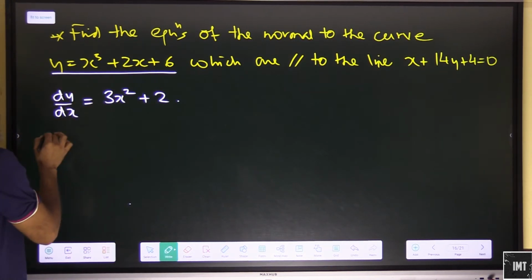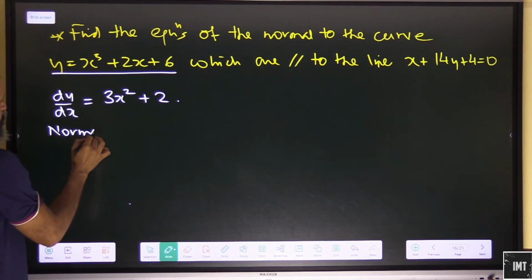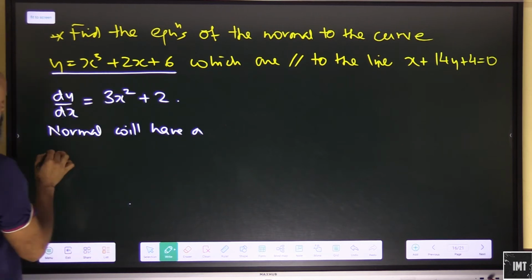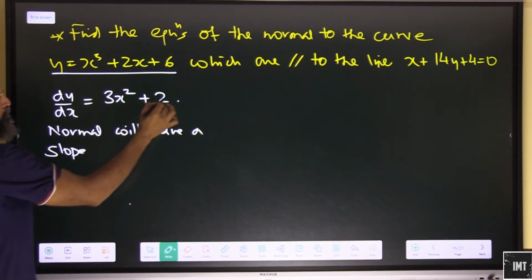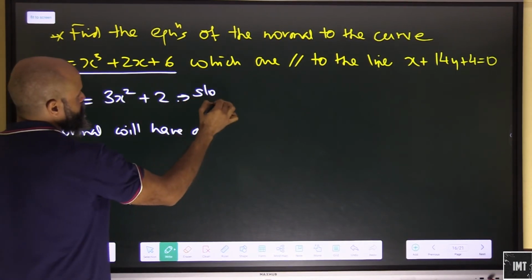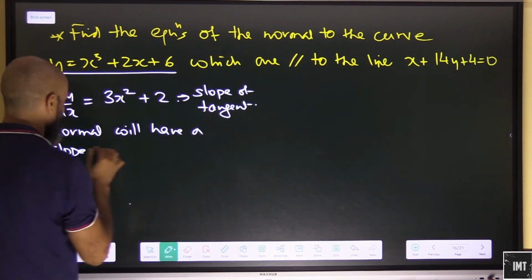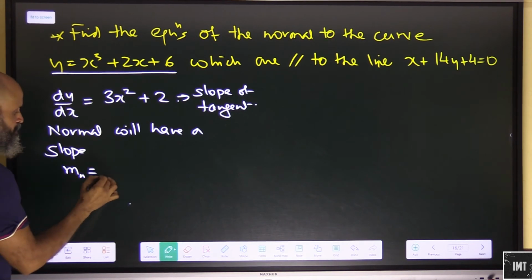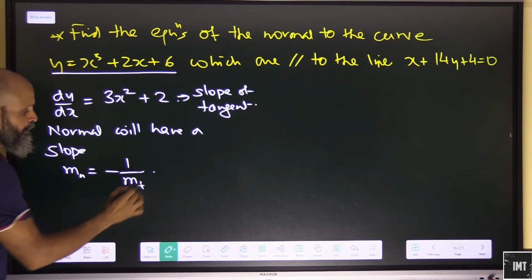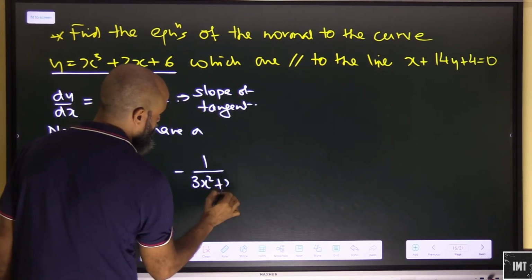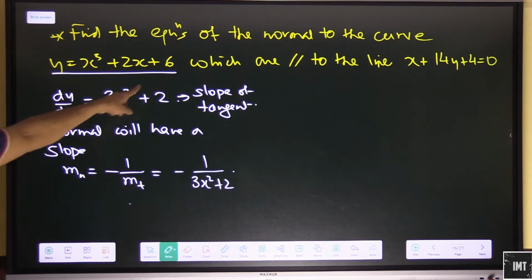So the normal will have a slope. This 3x square plus 2 is the slope of the tangent. So the slope of normal is equal to minus 1 upon the slope of tangent. So this will be minus 1 upon 3x square plus 2, which are parallel to the line.